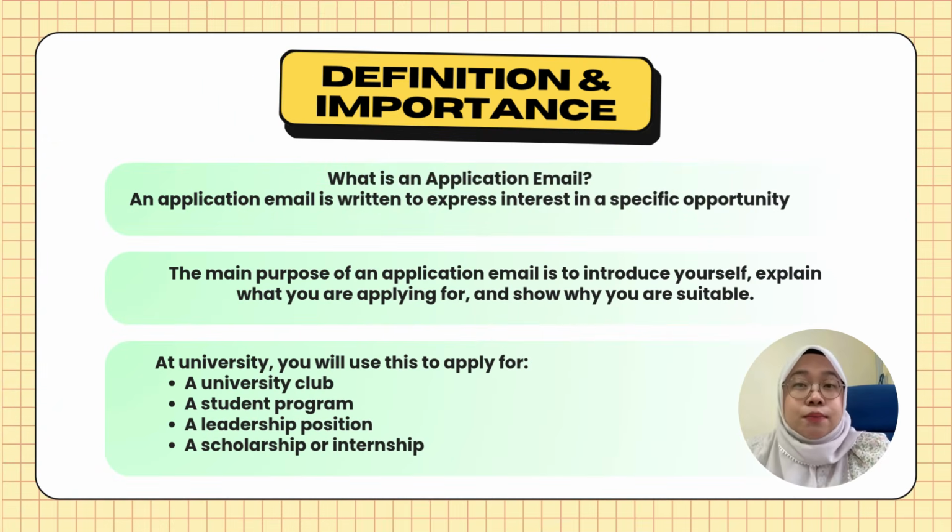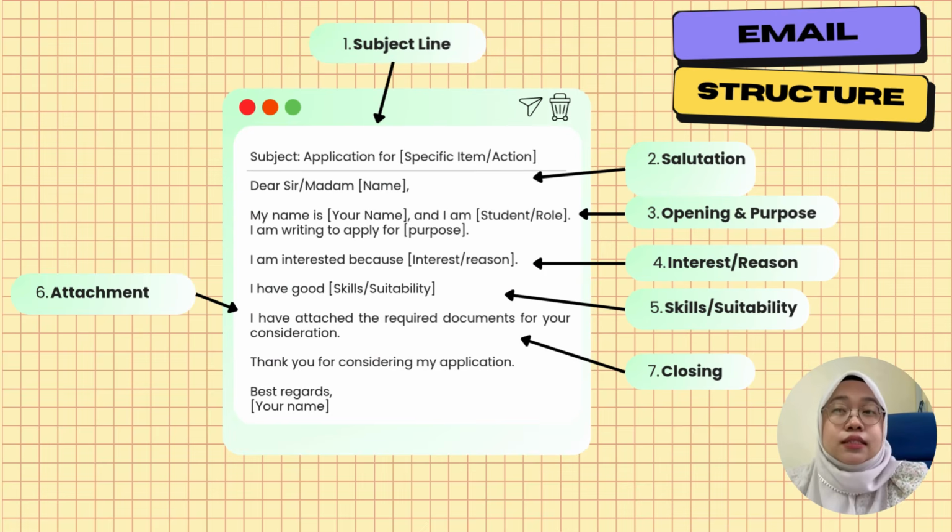Now let's move to part 2, application emails. An application email is written to express interest in a specific position or opportunity. Your purpose here is to introduce yourself, state what you are applying for, and highlight why you are a great fit. You use this for university clubs, leadership programs, student ambassador roles, scholarships, or internships. The structure of an application email contains 7 key parts, including an explicit mention of any attachment.